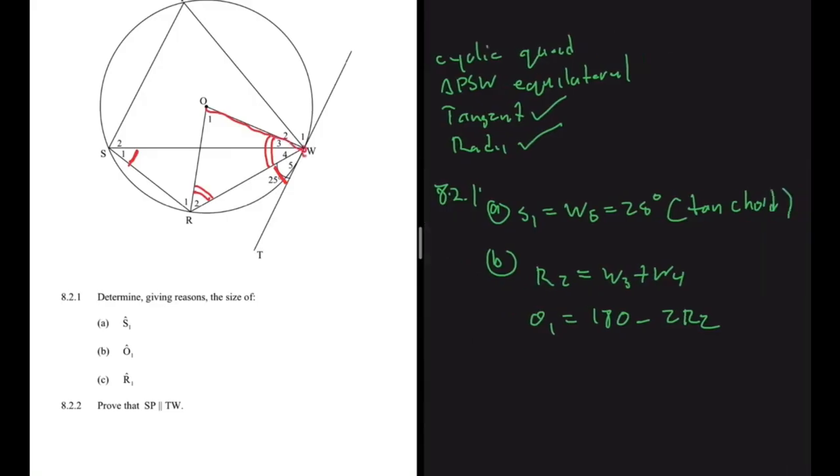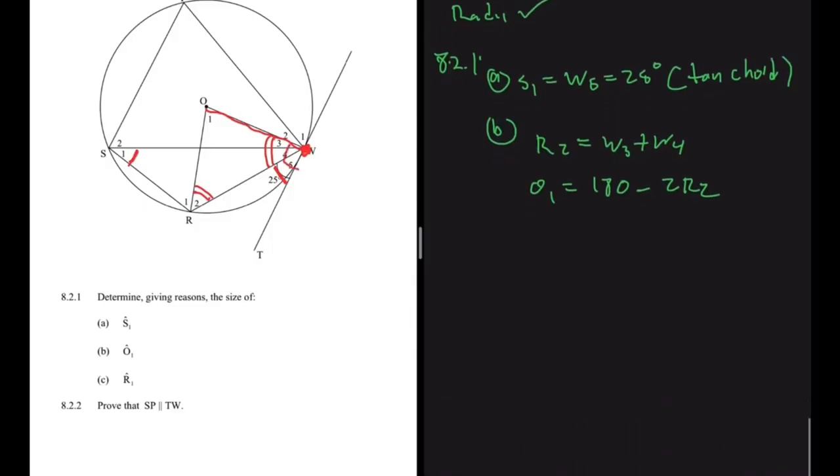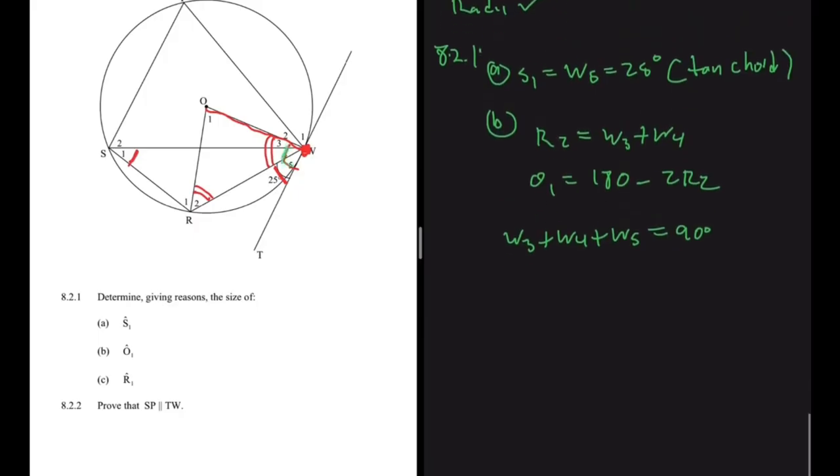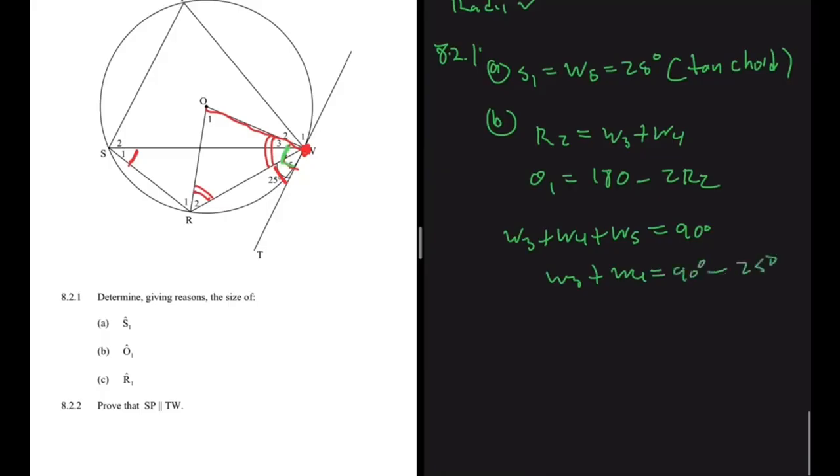OW is a radius, right? And it touches the tangent. Where it touches the tangent forms an angle of 90, right? We know that for sure. So now we can say that W3 plus W4 plus W5 is equal to 90 degrees. I'm talking about this angle here, right? But we know what W5 is. W5 is 25 degrees, right? So we're going to have W3 plus W4 being equal to 90 degrees minus 25 degrees. And that will be equal to 65 degrees.